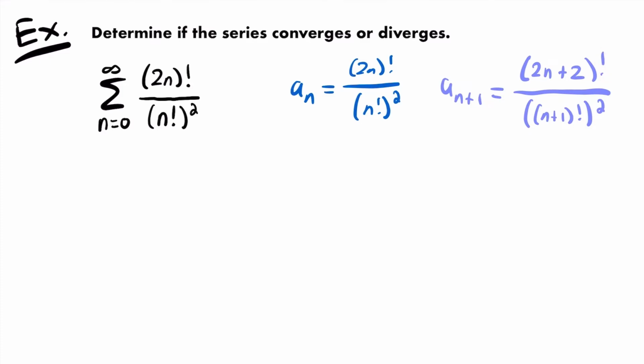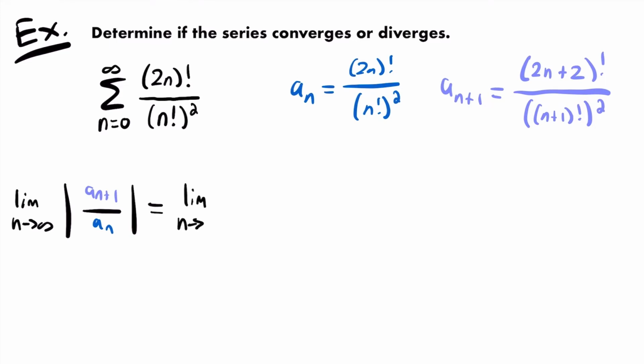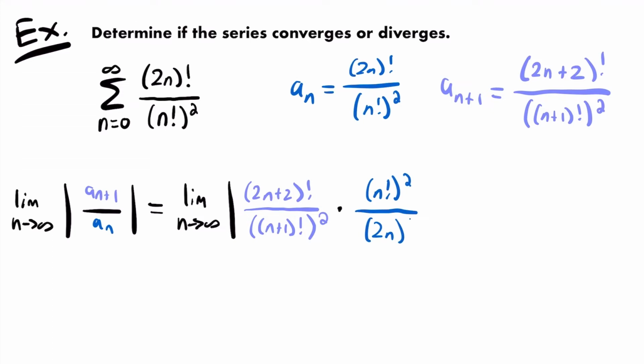And now let's take a look at our limit for the ratio test. We will take the limit as n approaches infinity of the absolute value of a sub n plus 1 divided by a sub n. In this case, that will look like the limit as n approaches infinity of the absolute value of this fraction divided by this fraction. Now, once again, in order to avoid a very complex fraction, we're just going to multiply by the reciprocal of a sub n. So we'll have 2n plus 2 factorial divided by n plus 1 factorial squared, multiplied by the reciprocal of a sub n. If we flip the numerator and denominator, we will have n factorial squared divided by 2n factorial.